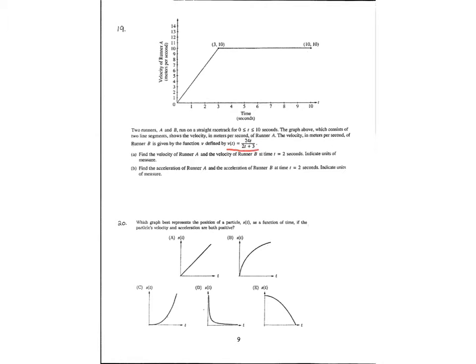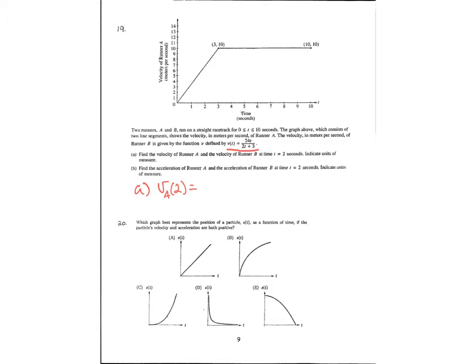V of t equals 24t over 2t plus 3. What a great function that is. And then in part A, we're asked to find the velocity of runner A and the velocity of runner B at time t equals 2 seconds. So let's find the velocity of runner A at t equals 2 seconds.